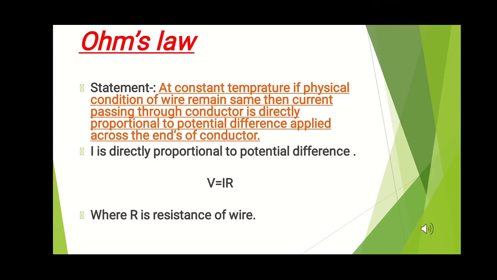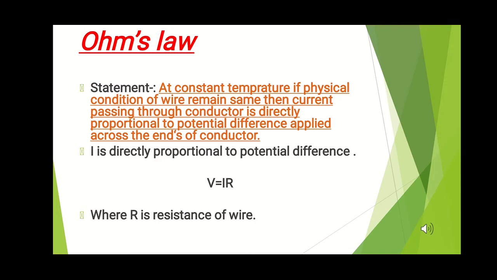So here there are conditions. One is constant temperature. Second, the physical condition remains the same, which means we should not change the length of the conductor, the cross-section area of the conductor, or even the material. Then at constant temperature, the amount of current passing through the conductor is directly proportional to the potential difference applied across the ends of the conductor.